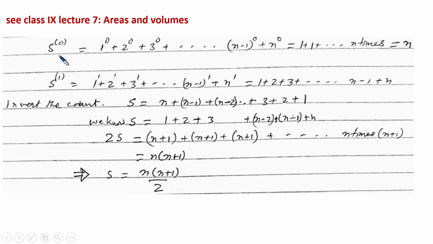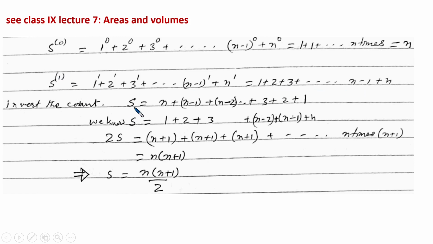And this summation can be denoted by the symbol S to the power 0, that is 1 plus 1 plus and so on, equal to n. And suppose instead of 0, I take 1 to the power 1 plus 2 to the power 1 plus 3 to the power 1 and so on. So I get S to the power 1, or S of 1. This is 1 plus 2 plus 3.